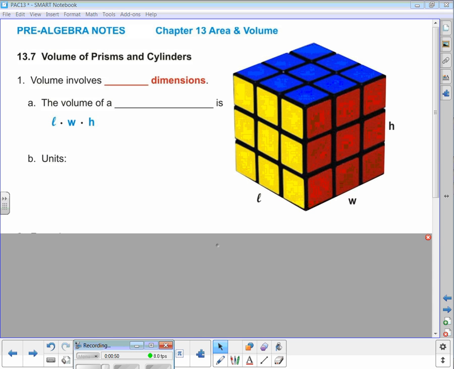And then now we get into the aspect of volume. A Rubik's Cube is a great example for thinking about volume. Volume is what involves three dimensions, right? Volume is in 3D. Three dimensions with volume. So you've got length times width times height.